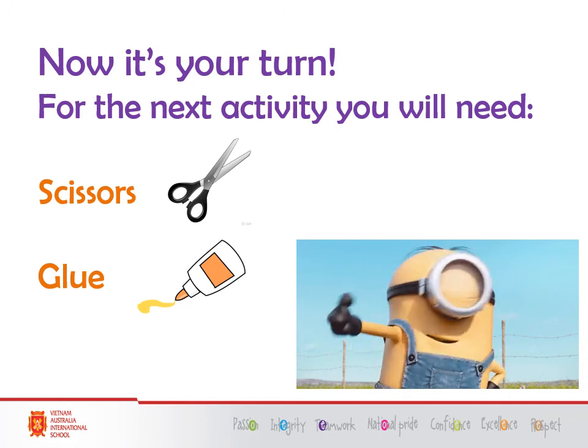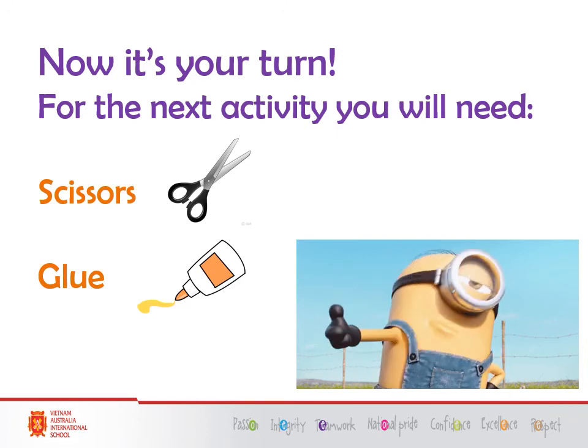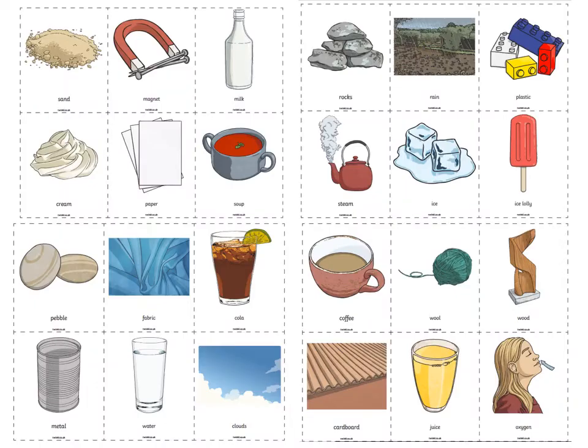Now it's your turn. For the next activity, you will need scissors and glue. Don't have glue, tape can also work. Start by printing this off and then cutting out the individual pictures. If you don't have access to a printer, you can draw them yourself on a bit of paper or just write with the names under each. Just use the words.